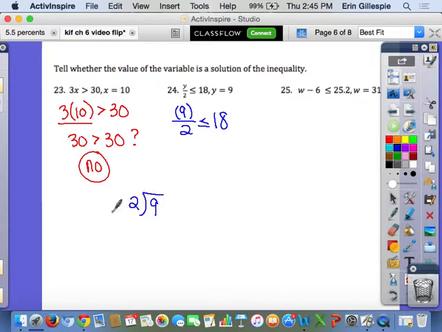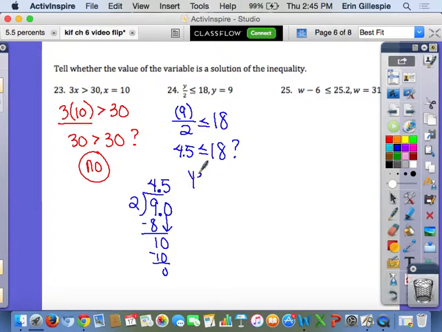How many times does 2 go into 9? 4 times. 4 times 2 is 8. Subtract, and I get 1. Can't do a remainder, so you can put a decimal here and add a 0 and bring that down. How many times does 2 go into 10? 5 times. So 9 divided by 2 is 4 and 5 tenths. Is 4 and 5 tenths less than or equal to 18? Yes, it is. So our answer is yes.